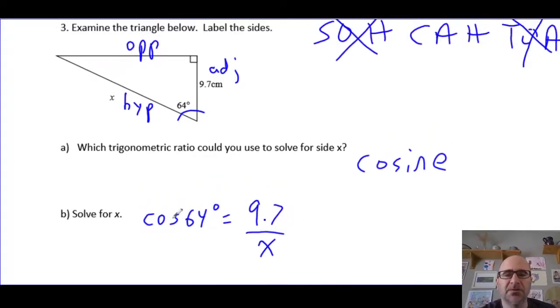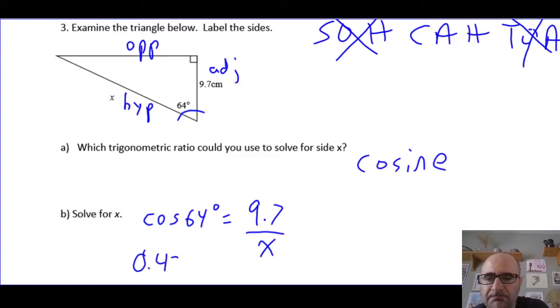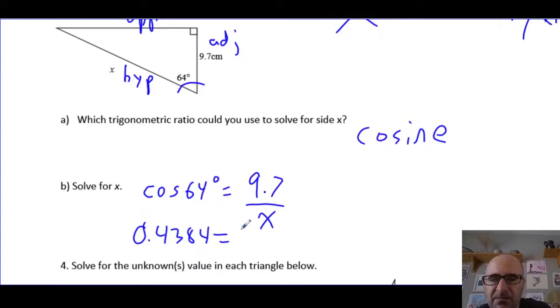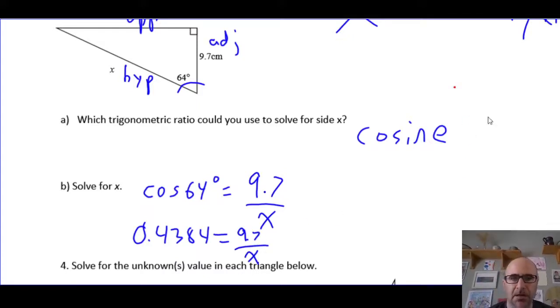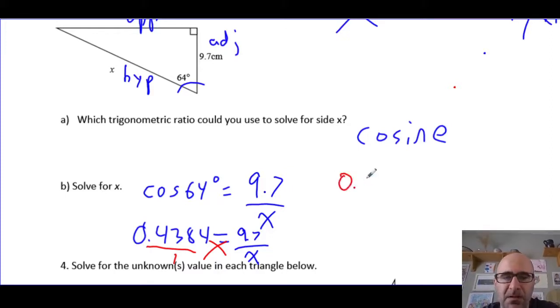The next thing I'm going to do is figure out what cosine of 64 degrees is using my calculator. It's about 0.4384 to 4 decimal places, equals 9.7 over x. Again, I'm going to put it over 1 here so that I can cross multiply and solve. Okay, so I get 0.4384 times x is equal to 9.7 times 1.